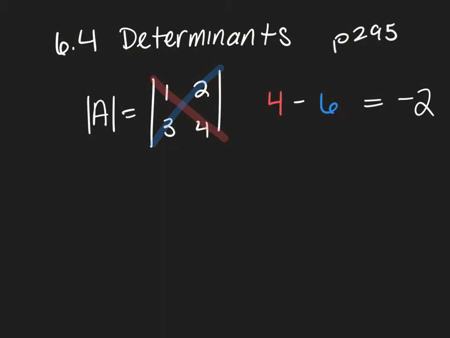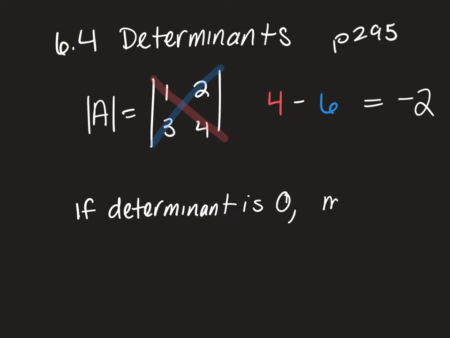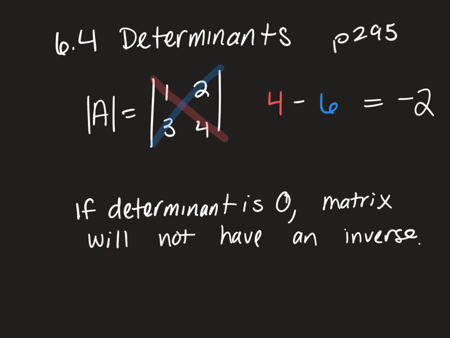The determinant could end up being 0. That's going to be when it does not have an inverse. So if the determinant is 0, so you can get 0 for an answer. It just means that that particular matrix you would not be able to take an inverse of.